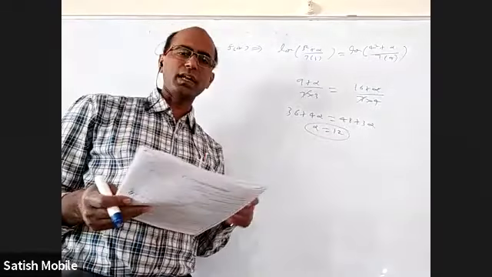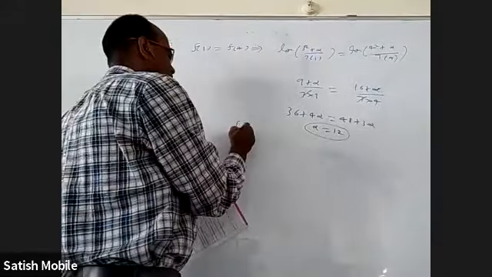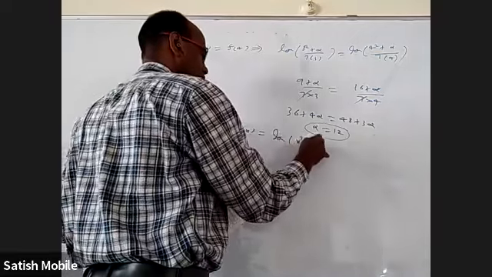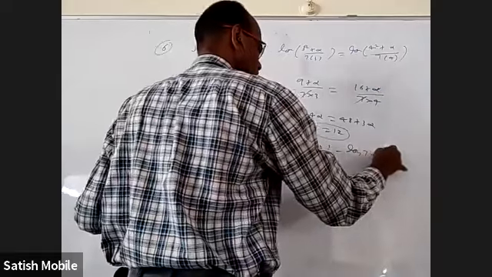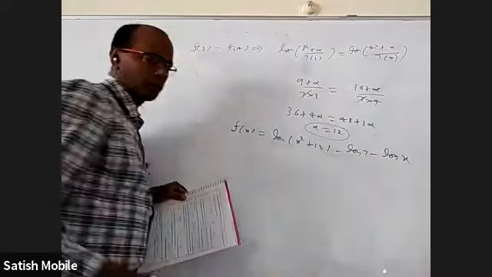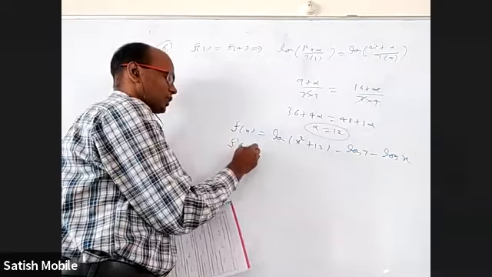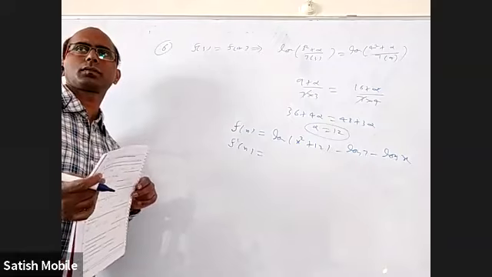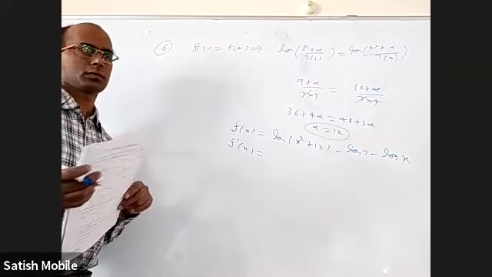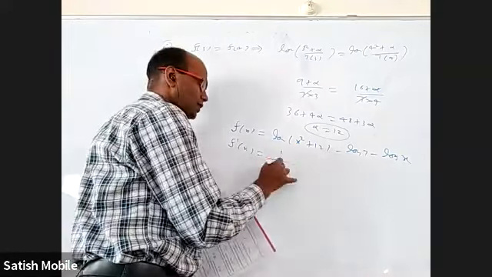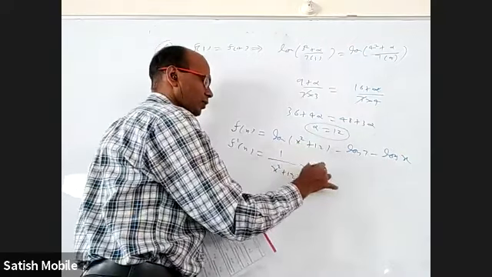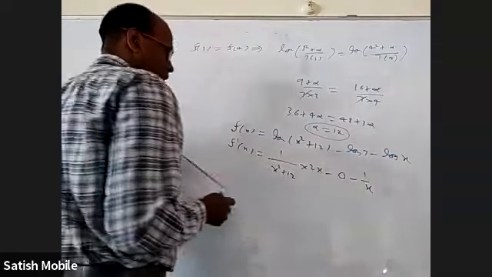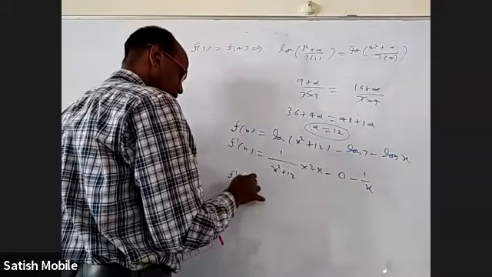That is the point where derivative is 0. F of x, I can write log a by b as log a minus log b. So log x square plus 12 minus log 7 minus log x. Now differentiate, f dash x is one by x square plus 12 into derivative of inner part 2x. This is 0. This is 1 by x. Now f dash c is 0. I have to find c.